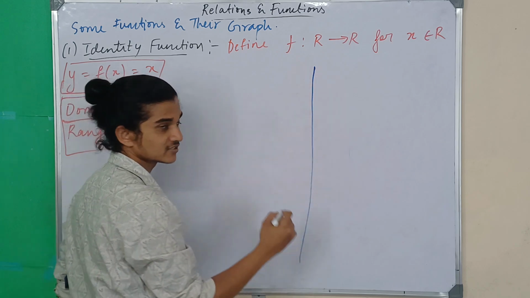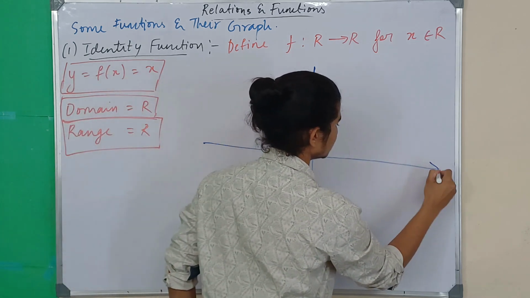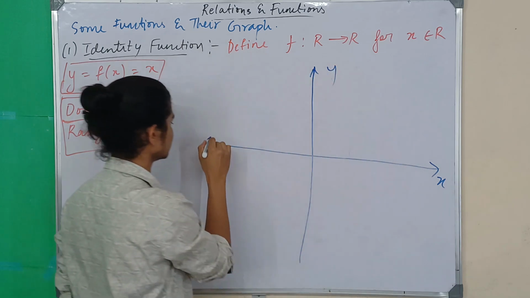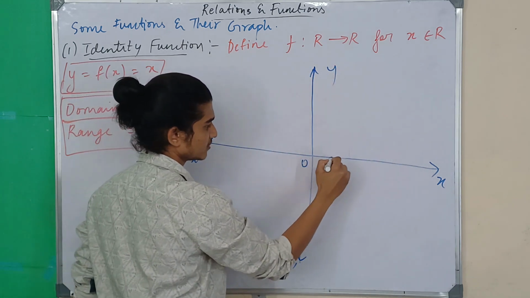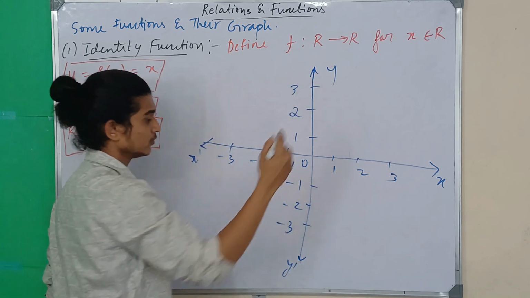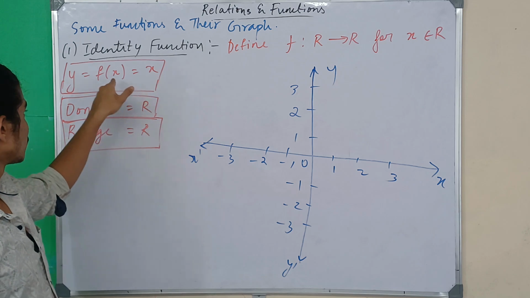So if you want to represent this function in the form of a graph, it's going to look something like this. This is our x-axis, this is our y-axis, this is our x dash, and this below is our y dash. This is our origin, 1, 2, 3. If you want to find a graph and you don't know how to do it, just go to the function.